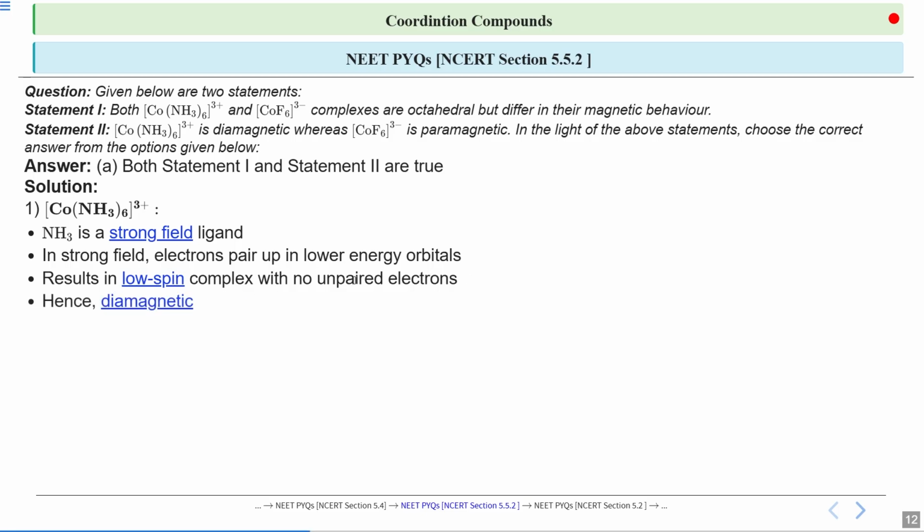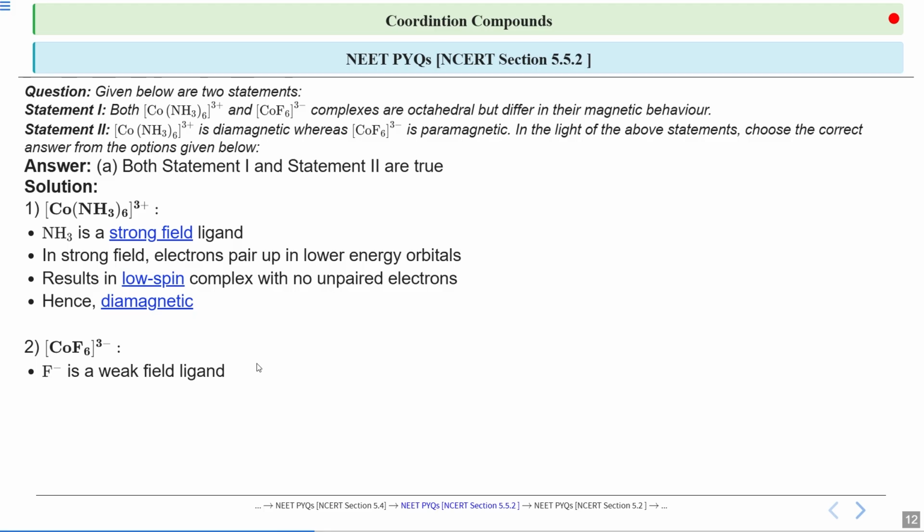Hence, if there are no unpaired electrons, that means it will be diamagnetic, right? If you talk about our other complex, that is cobalt F6 3 negative, here the F negative is given, which is a weak field ligand. Okay, F negative is a weak field ligand because if you know the spectrochemical series, F negative comes at the very start of the series, having a very weak field, right?